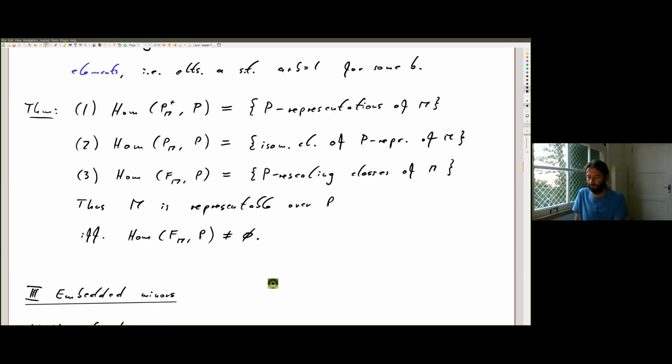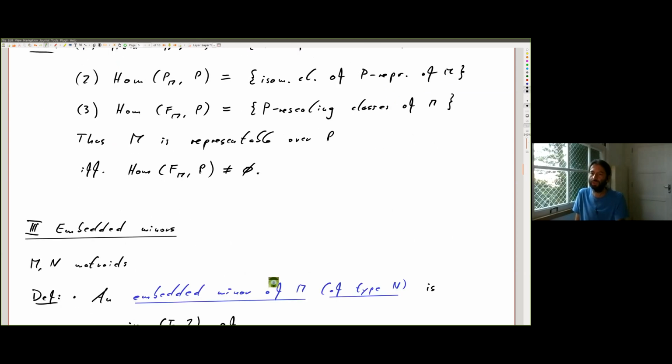So to approach the first deep theorem of the theory, I have to tell you what an embedded minor is. Basically, you all know what it is, but we have to sharpen the terminology here a little bit. It's a minor together with a choice of subsets that we exclude and contract.